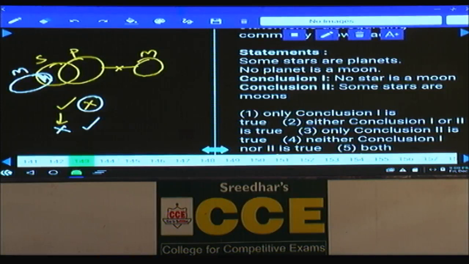When the first one is true, second is false. When the first is false, second is true. Hence it is the case of either 1 or 2, that is choice 2. 143, it is choice 2.